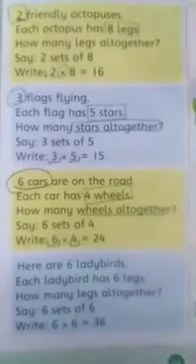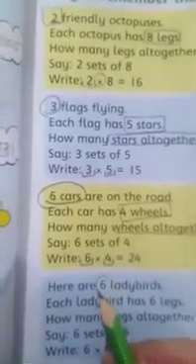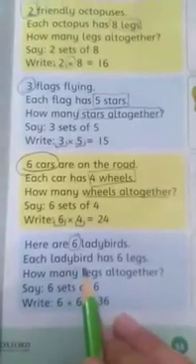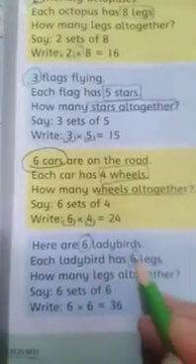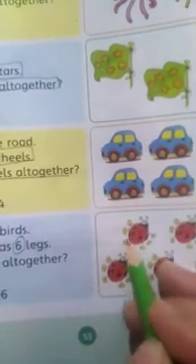Similarly, they are giving us an example of ladybirds. So how many ladybirds are there? 6 ladybirds. Let's count: 1, 2, 3, 4, 5, 6. How many legs does each ladybird have? Count the legs of one ladybird. 1, 2, 3, 4, 5, 6.